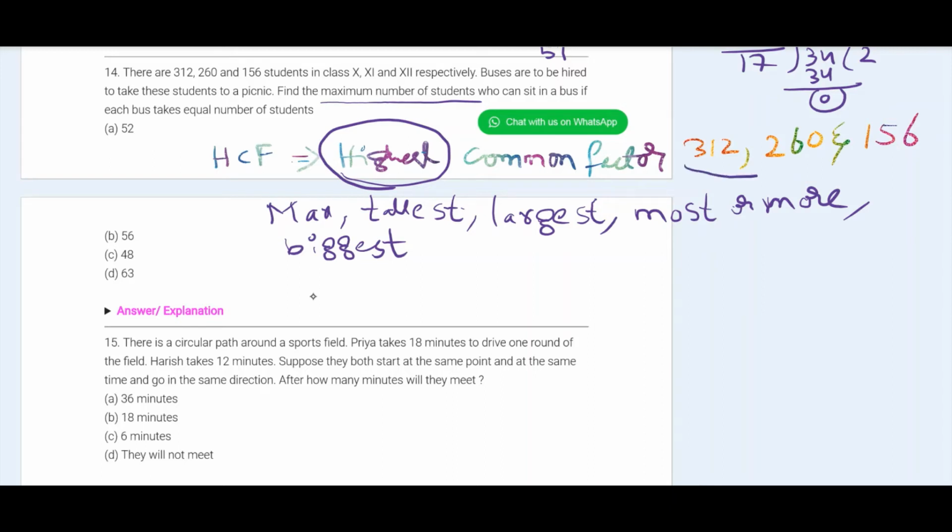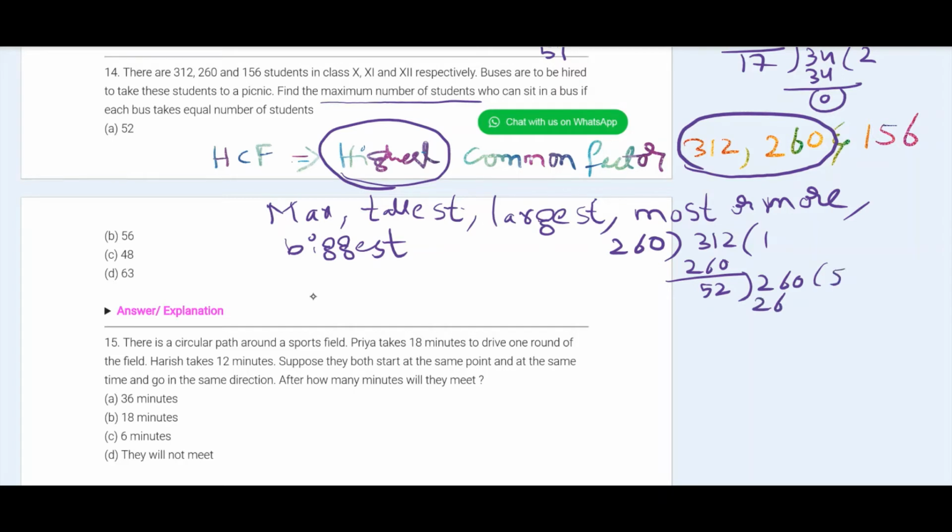First, let us try to find the HCF of 260 and 312. So dividing 312 with 260, 260 into 1 times is 260, and the remainder is 52. So divide 260 again. 52 into 5 times will give you 260. The remainder is 0. So for the numbers 312 and 260, we got the number 52 as the HCF.